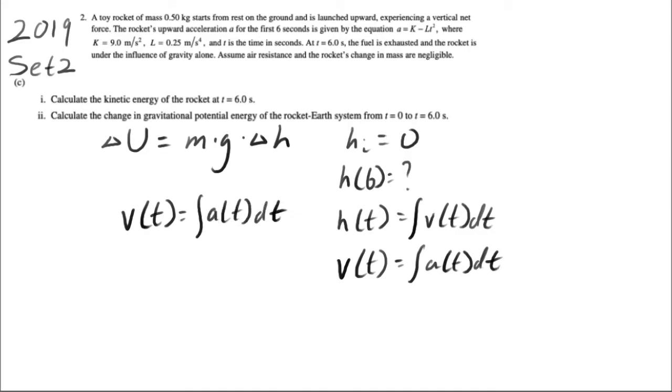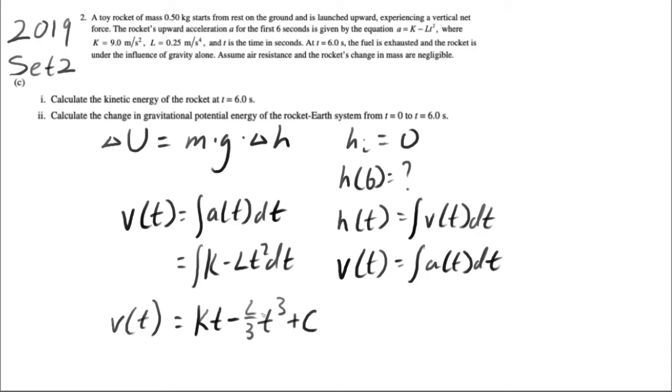So v of t is equal to the integral of a of t dt. And we're just finding the general equation for v of t, so we're not going to look at specific limits of integration. If we just integrate the equation k minus l t squared, we get kt minus l over 3 t cubed plus c. To find the constant of integration, we take a point where we know the velocity and the time. I like to take the initial point, time equals 0, velocity equals 0. So c equals 0 if you plug in the values. So v of t equals kt minus l over 3 t cubed.